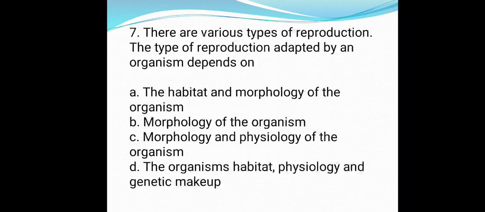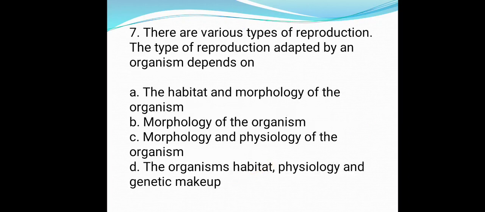There are various types of reproduction. The type of reproduction adopted by an organism depends on. There are four options here: the habitat and morphology of the organism, the morphology of the organism, the morphology and physiology of the organism, and option D, the organism's habitat, physiology and genetic makeup. Here the correct answer is option D. It depends on the organism's habitat, physiology and genetic makeup.